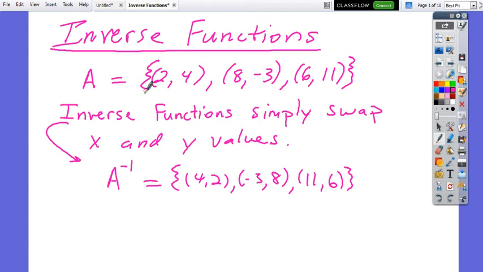Now, when we talk about the inverse of relations or functions, it does either one. What we're doing is we're simply swapping the x and the y values. So if you look at the inverse of A, we use this notation, -1, to show inverse. This -1 is not an exponent. It has nothing to do with the laws of exponents. It is a notation device, something we use to show that we're dealing with the inverse.